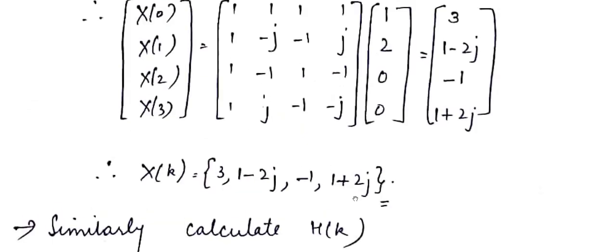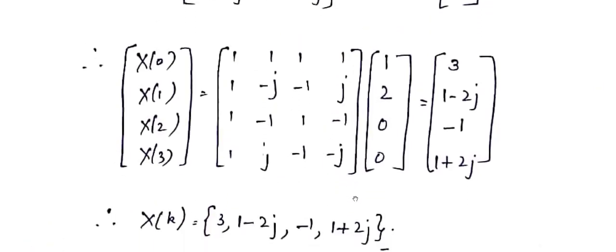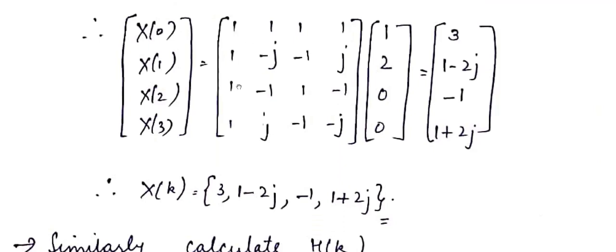So this is how we are getting Xk. The Xk matrix is this W matrix multiplied by the small xn matrix. We will multiply these two and get the values corresponding to capital Xk. Again, we know k will run from 0 to 3, so you will have 4 values.